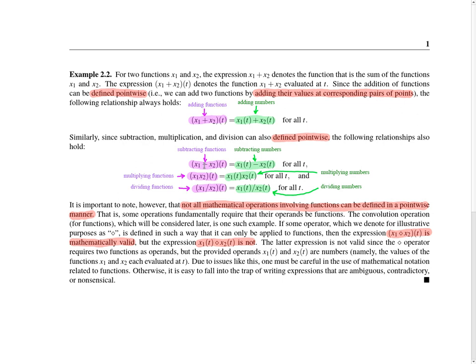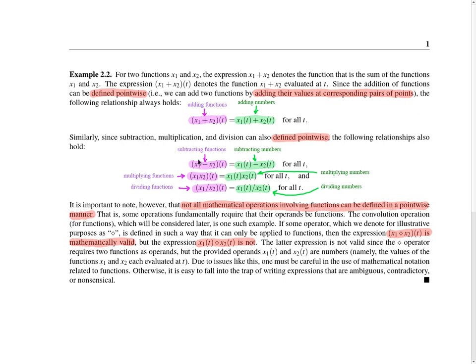Again, there are subtle differences between the left and right-hand side of each of these equations, just like in the equation above. On the left-hand side here, for example, we're subtracting the functions x1 and x2. So we're subtracting functions. And then we get a new function, which we're evaluating at t. On the right-hand side here, we're evaluating the function x1 at t. That gives us a number. Then we're evaluating the function x2 at t. This gives us another number, and then we're subtracting those numbers.